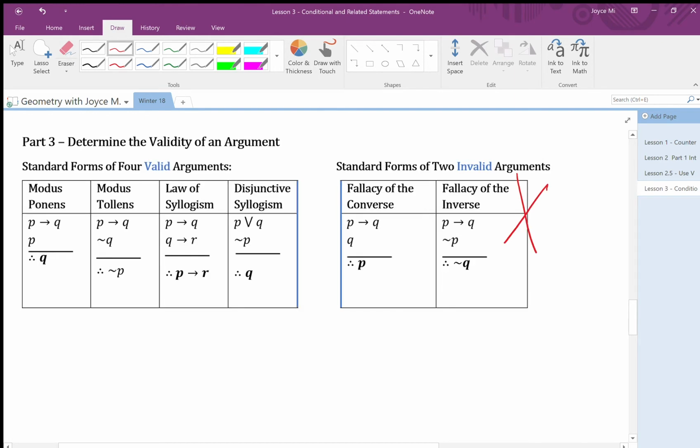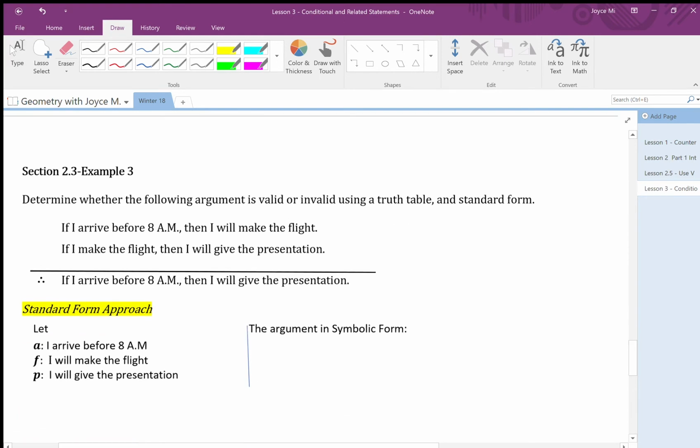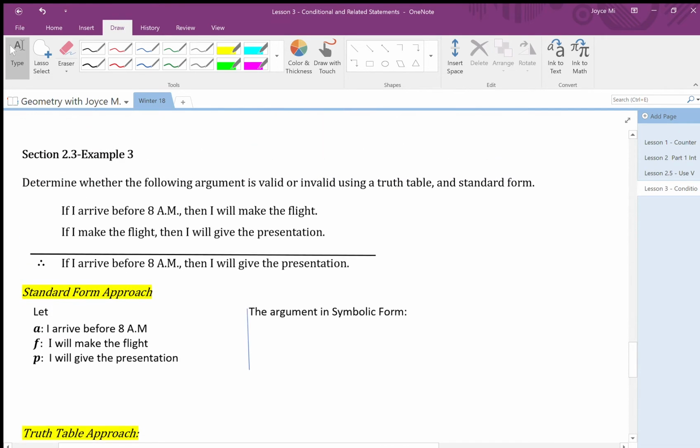Okay, now let's look at an example. Example 3: Determine whether the following argument is valid or invalid using a truth table and standard form. I'm going to use the standard form first, and then I'm going to do the truth table. That's a good review of what we've done.